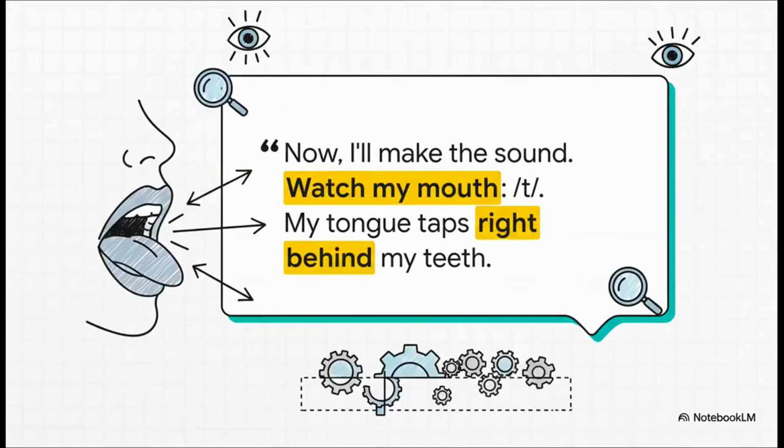Next up, articulation. Now, I'll make the sound. Watch my mouth. T. My tongue taps right behind my teeth. We're making the invisible visible. Students have to see how the sound is formed, so their eyes need to be locked right on you.